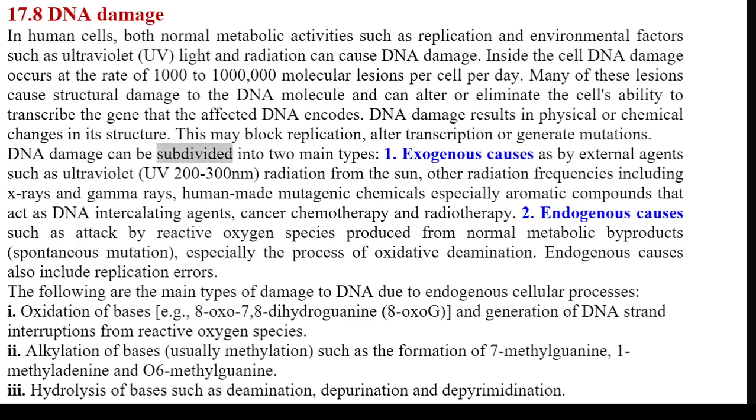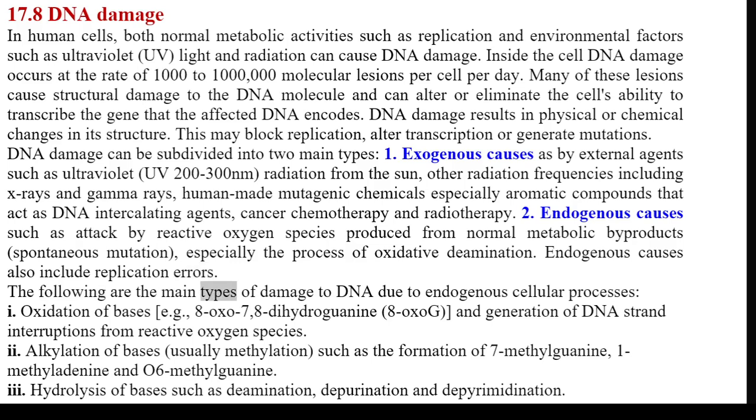DNA damage can be subdivided into two main types: one, exogenous causes, by external agents such as ultraviolet (UV) 200 to 300 nanometers radiation from the sun, other radiation frequencies including X-rays and gamma rays, human-made mutagenic chemicals, especially aromatic compounds that act as DNA intercalating agents, cancer chemotherapy and radiotherapy. Two, endogenous causes, such as attack by reactive oxygen species produced from normal metabolic byproducts, spontaneous mutation, especially the process of oxidative deamination. Endogenous causes also include replication errors.